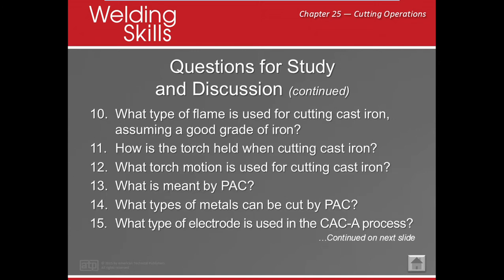All right, what type of flame is used for cutting cast iron, assuming it's a good grade of iron? Well, what is it, guys? We want a preheating flame that shows an excess of acetylene, or carburizing. What torch motion is used for cutting cast iron? Well, when we cut the cast iron, we want to adjust the preheat flame so it has an excess of acetylene. And we want to make sure that we see the white cone.